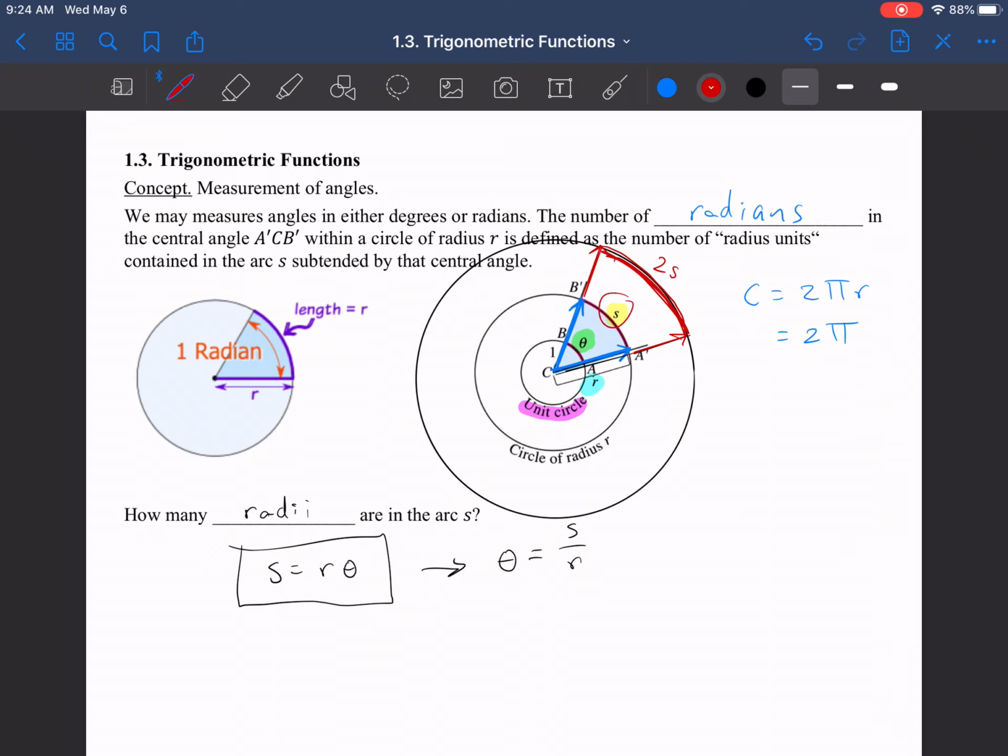If the radius was 3 times as much, it'd be 3 times as much. If it was 1.5 times as much, then that little length that would get traced out there would be 1.5 times as much. So it's all proportional, which means we can use these unit circle radians to do all the other circles of different sizes.